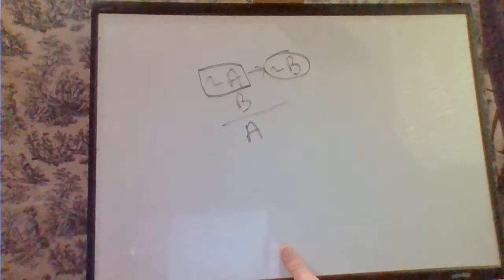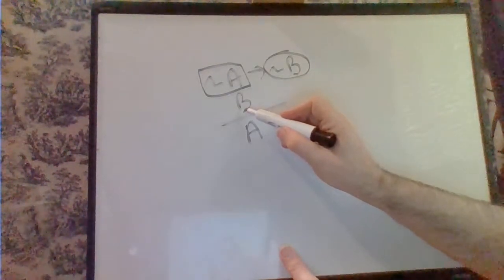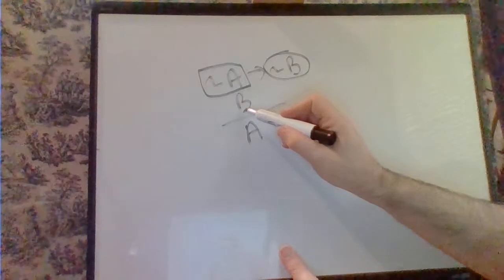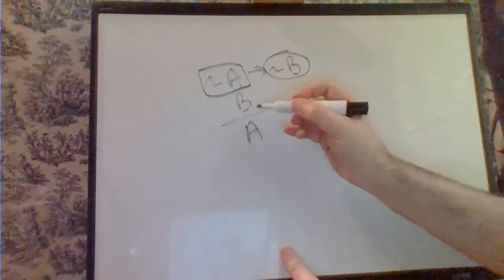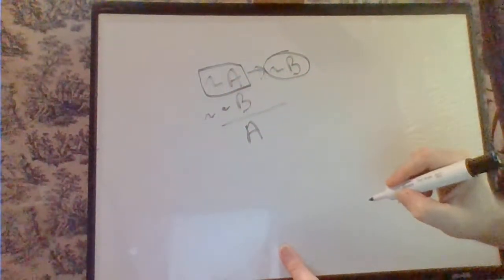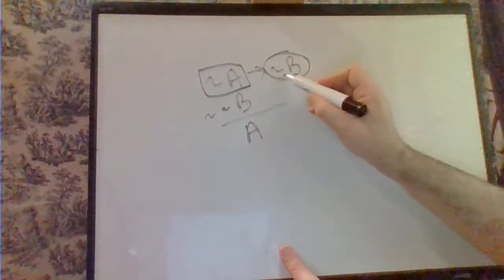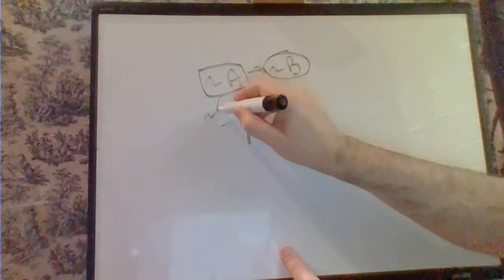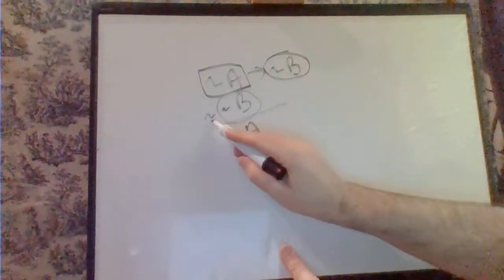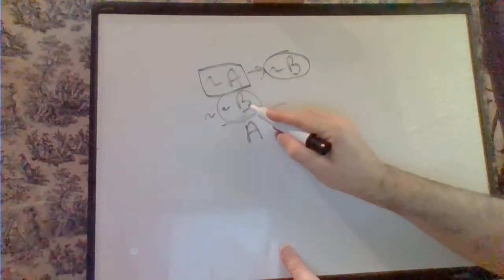But looking down below, I don't have a not B to put a circle around. I just have B. But B is exactly the same as not not B. So by changing it to double negation, now I have the not B to put the circle around. There's still the other negation on the outside, right? Because the circles have to be identical.